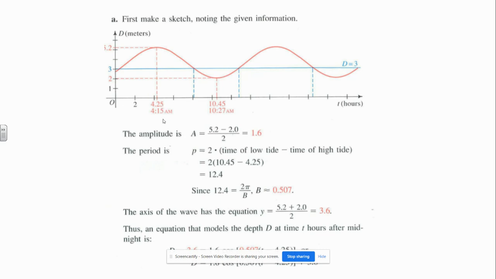Okay, so if it was like 4:30, it would be 4.5. Okay, so 10:27, if I did 27 divided by 60, I'm going to get 0.45. So the time 10:27 a.m. is 10.45 hours after midnight.